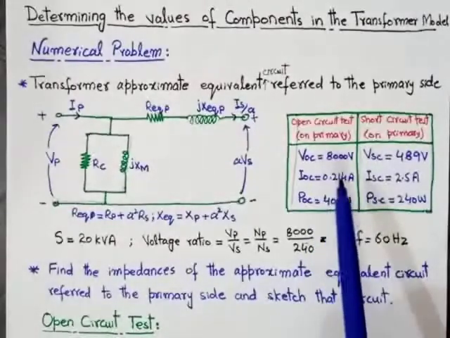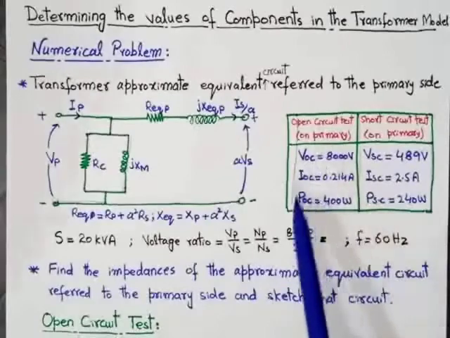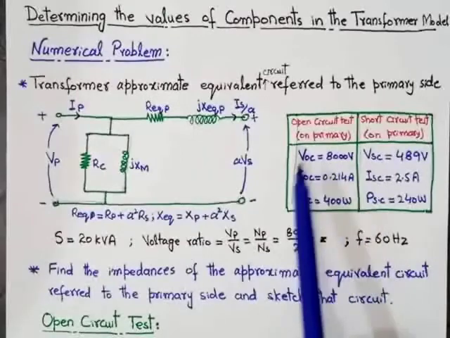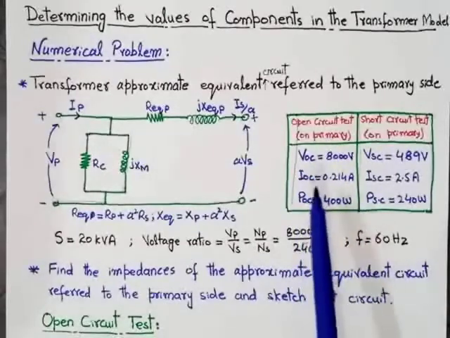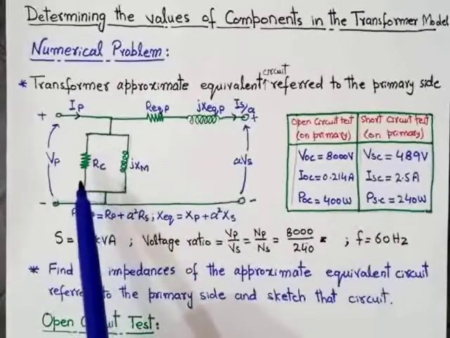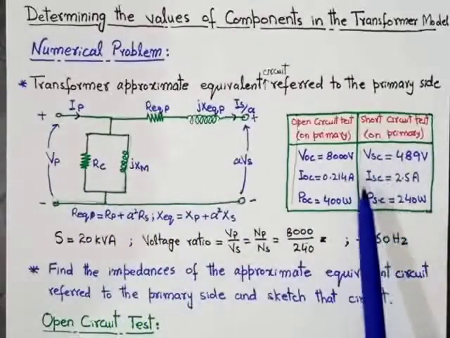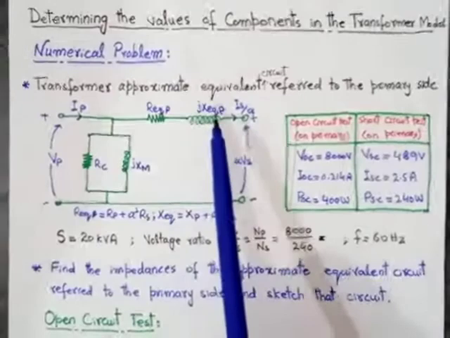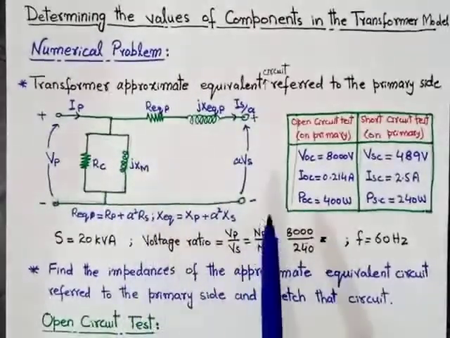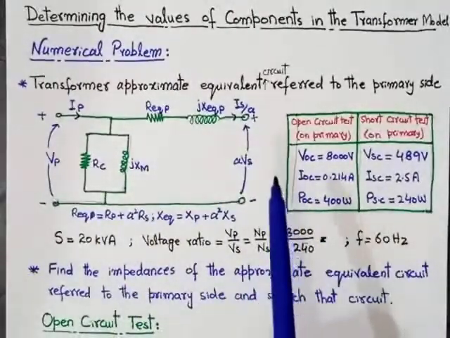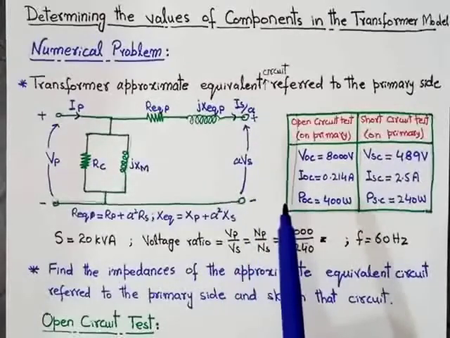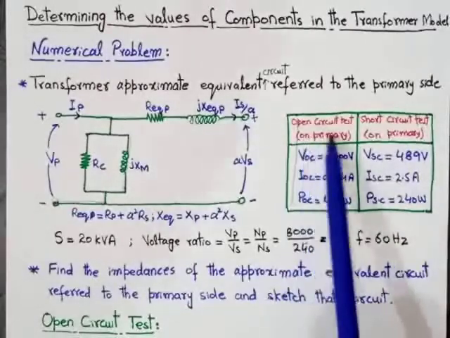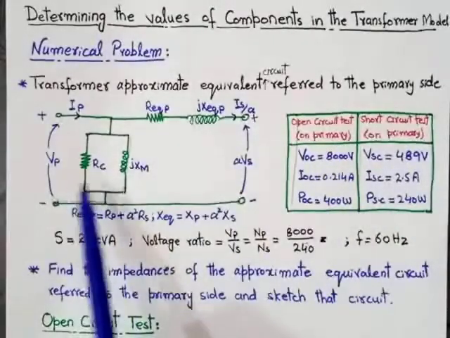In this particular problem, the results of the open circuit test are shown here and the results of the short circuit test are shown here. So by using the open circuit test results, we will find the values of Rc and Xm. By using the short circuit test results, we will find the values of R equivalent and X equivalent. So this is the numerical problem we will solve in this lecture. First of all, we will use the open circuit test result and find the values of Rc and Xm.